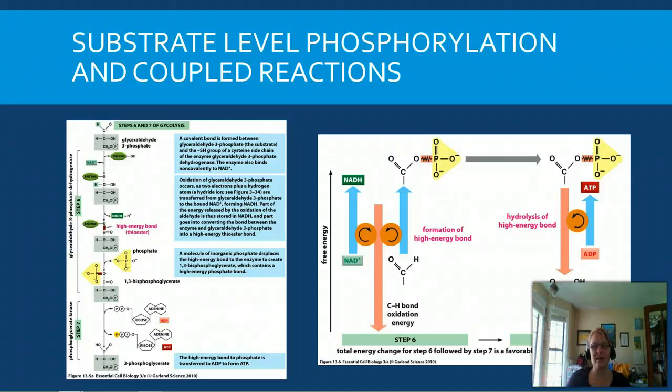And what this does is it helps us couple these reactions so that between steps 6 and 7, when we have these big changes in the molecules, we end up with a favorable reaction energy of -3 kcal per mole. So it's really important to understand that that's how this substrate level phosphorylation is happening, is that we are coupling these reactions to create the ATP as well as drive forward the step from 6 to 7.